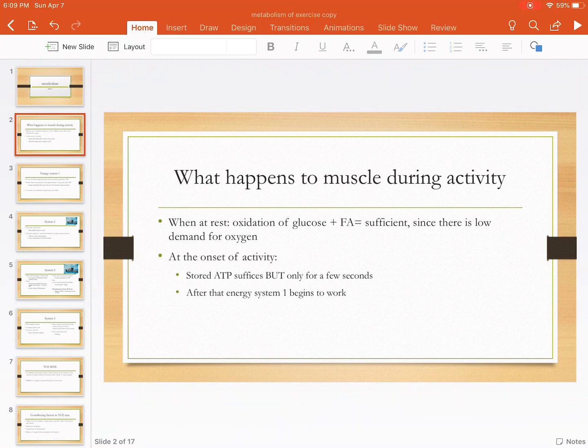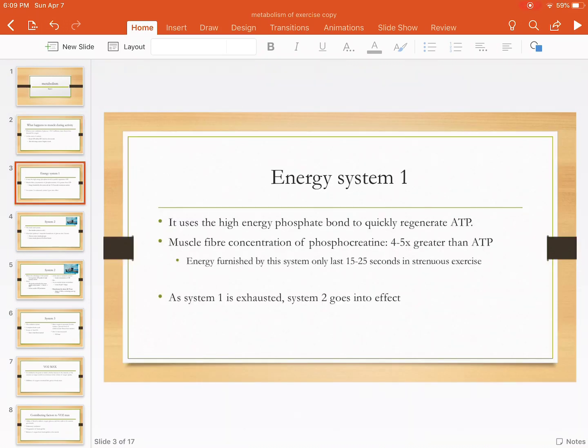After that, our first energy system starts working. So we have three energy systems that help the muscle create energy. The first energy system that starts working after the depletion of the ATP that the muscle has stored is the phosphocreatine system, and the muscle uses it because it needs the ATP quickly. It is the energy that the muscle gets from the phosphate. Phosphate bonds are very enriched in energy, all right? So that's why we get ADP plus phosphate, we get ATP.